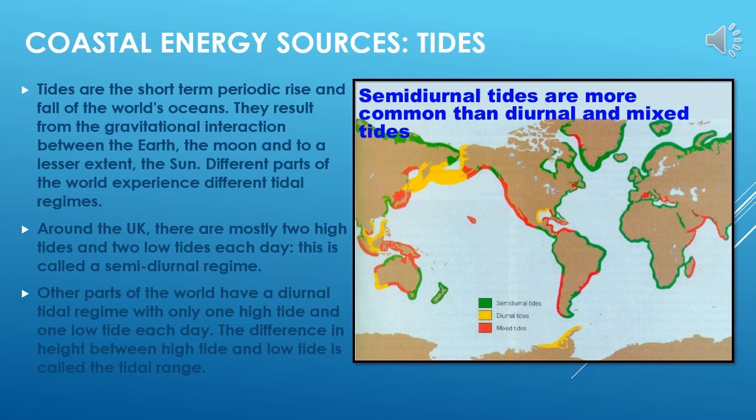Equally, a semi-diurnal area is going to have the sea coming in and out twice a day. So again, that's going to cause quite a lot of change in the coastal environment. Obviously, at high tide, more of the area is covered, so therefore the area can actually be acted on by the water.